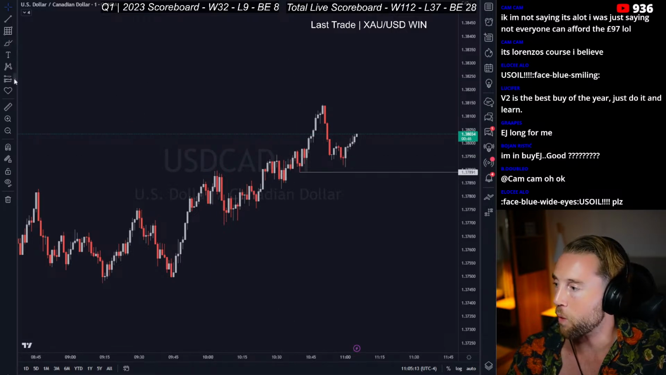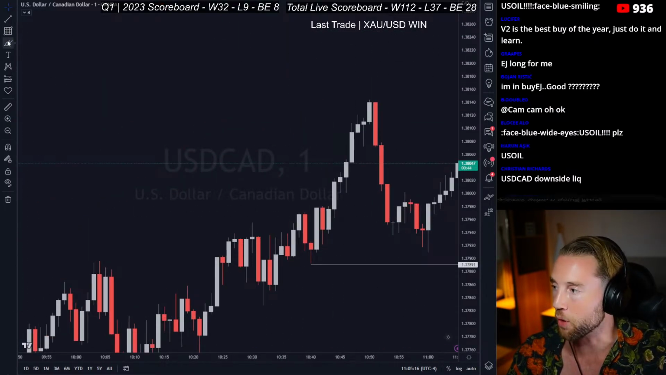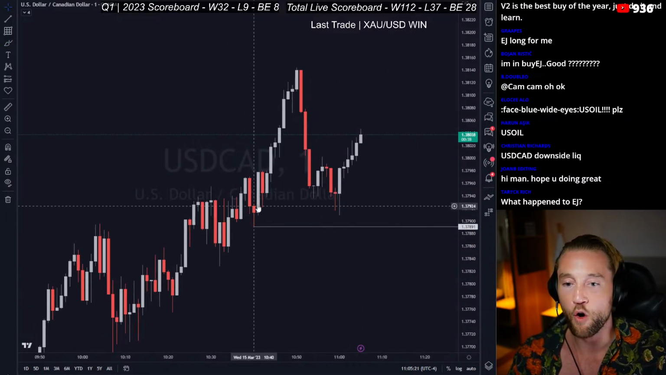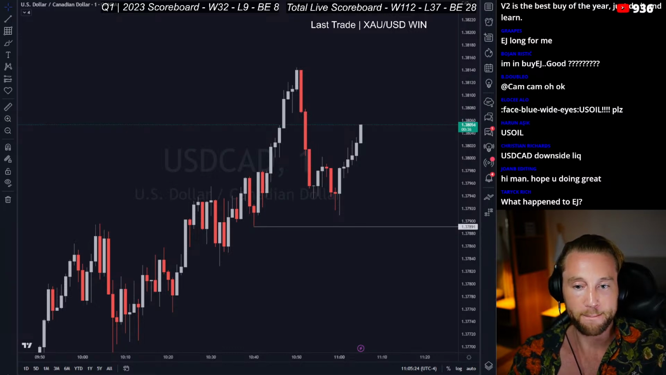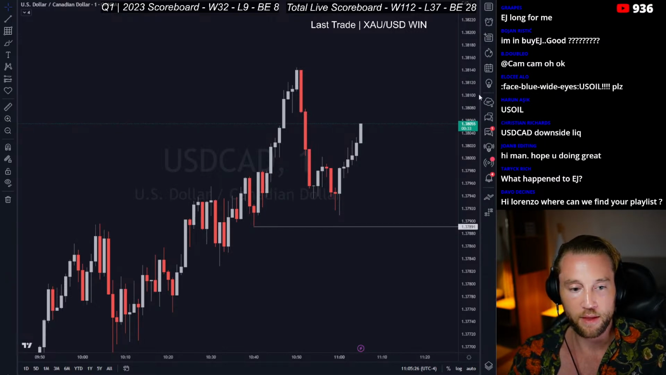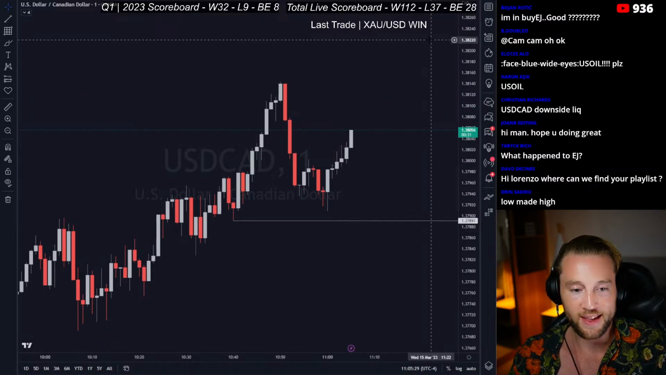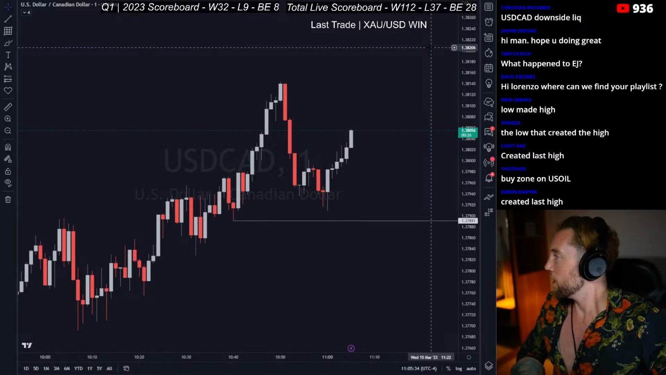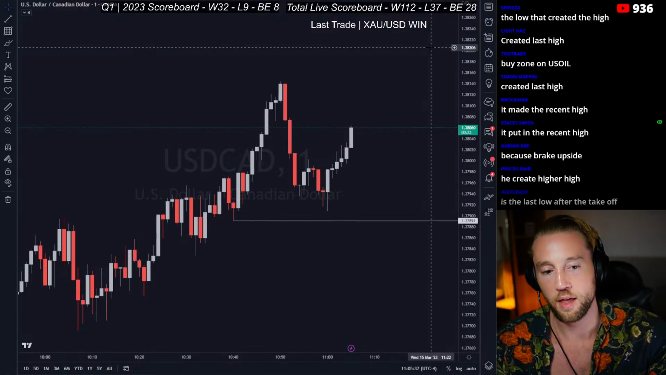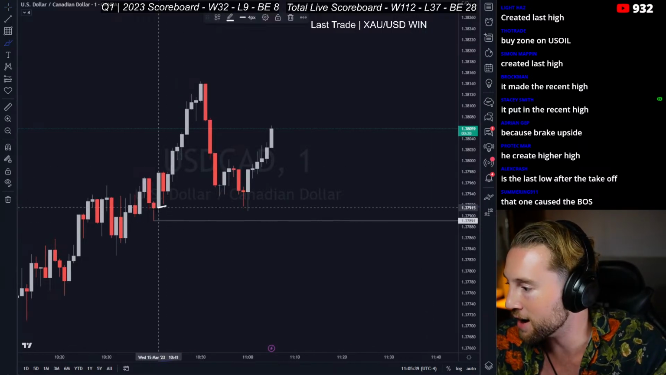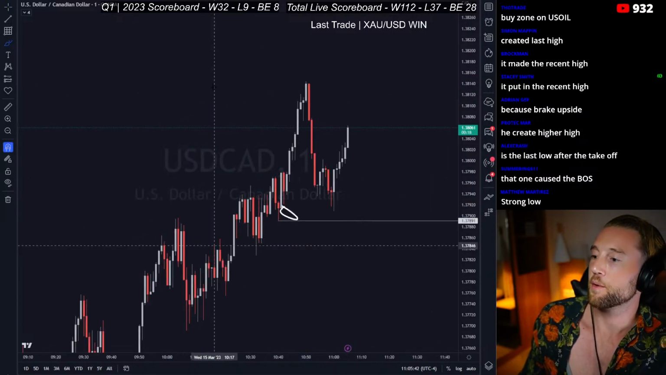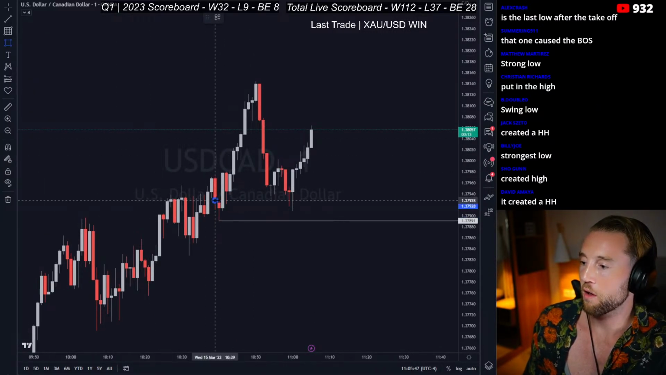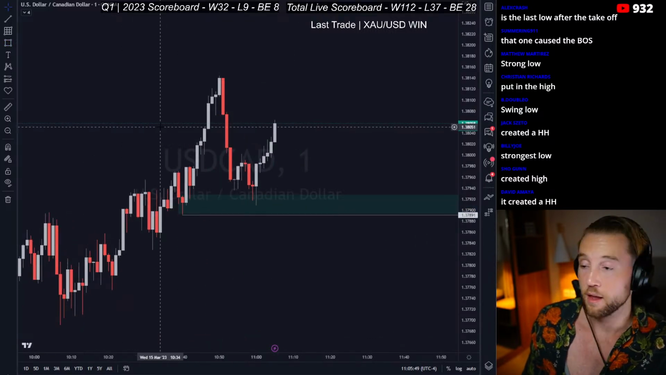Therefore, if you break this low, why this low? Let me know in the chat. Why is this low so important? I asked this a lot of times, but I want you guys to make sure that you understand why. Why do I pick this low? Let me know in the chat. Yes, exactly. So this low created this high, right? That's why you see that bounce here as well. That's why it's a strong low.